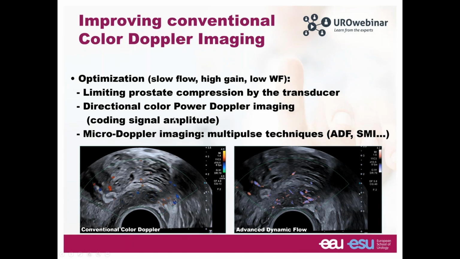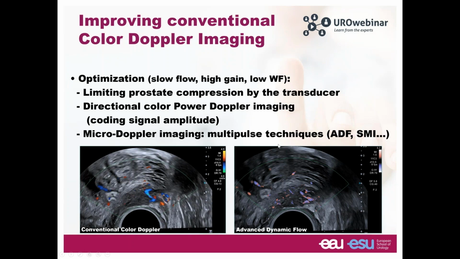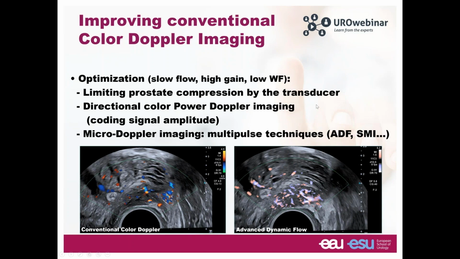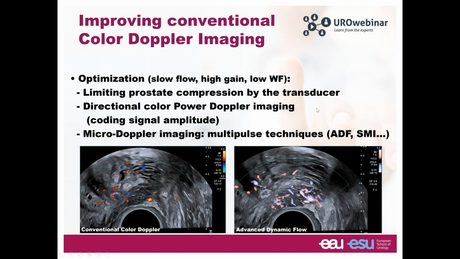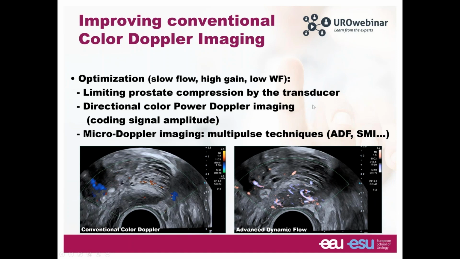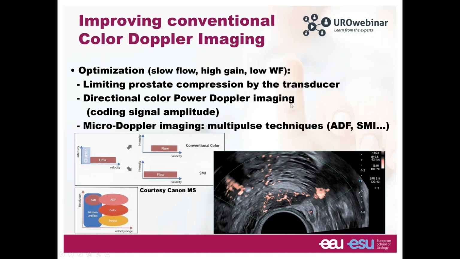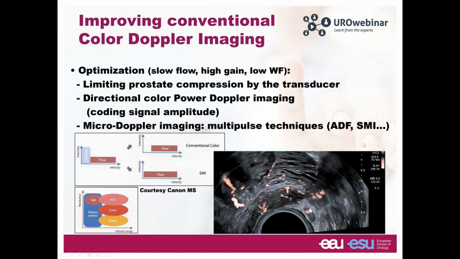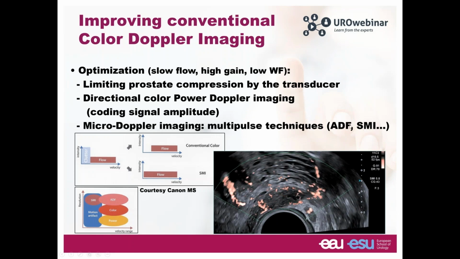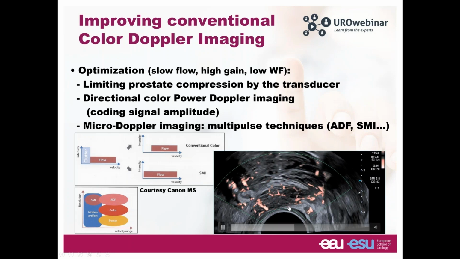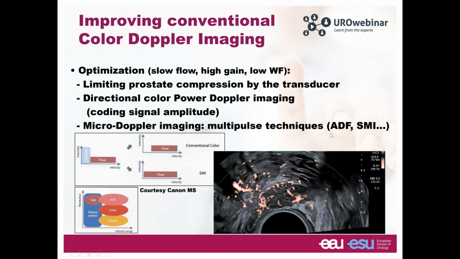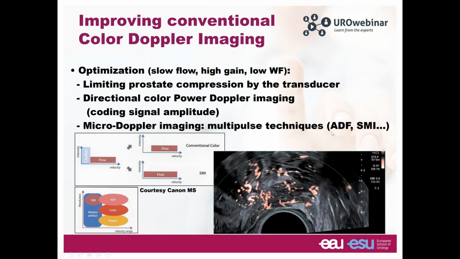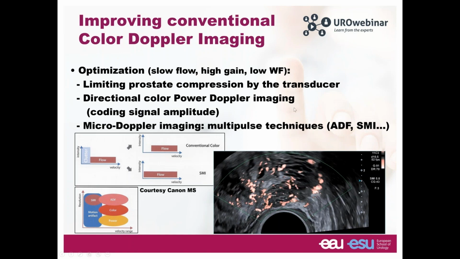We can use directional color power Doppler imaging, and this is the kind of image that we can get, or even the Micro-Doppler multipulse technique that has been developed. Of these techniques, probably one of the most exciting ones is the superb microflow imaging, and you can see how well we can analyze and detect the microvascularity inside this prostate cancer.